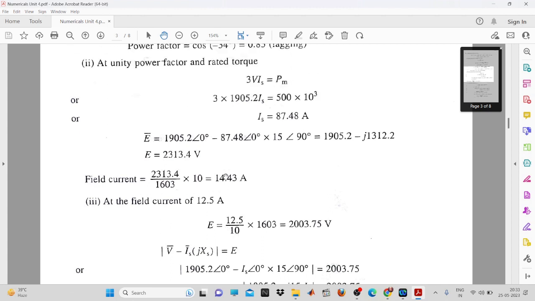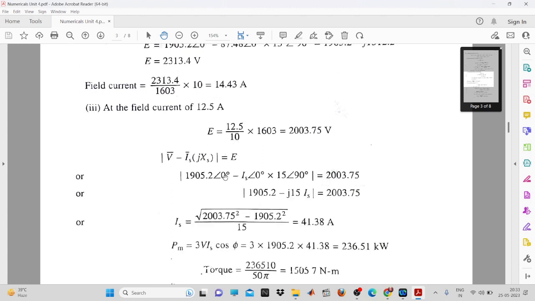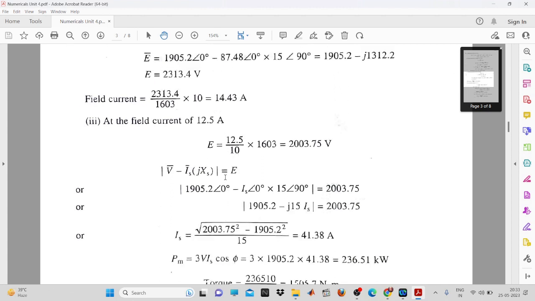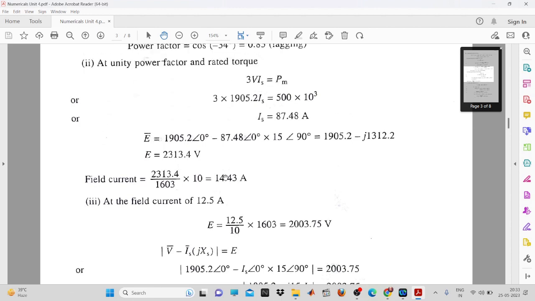So I think the concept is very much clear, and you can simply jump over any problem. But what you have to keep in mind is that when you have to calculate delta, go for that equation. When you have to calculate the current, E will be equal to 3 into V into I into sine phi. So in this way you can calculate the things.